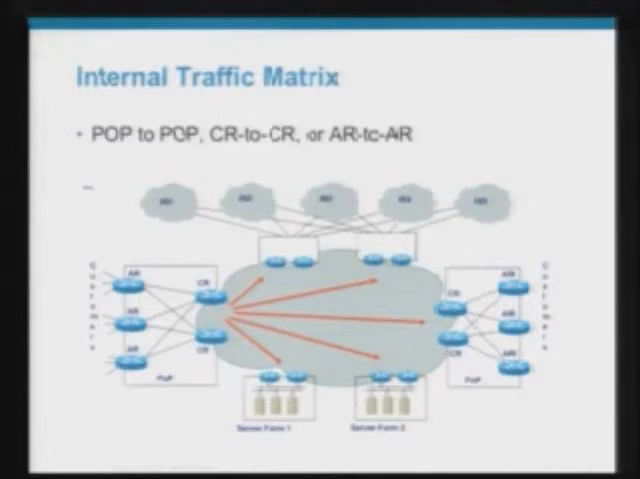And if I were to say one thing about best practice in capacity planning, start with as simple as possible. If you are really doing strategic long-term planning, just keep it to pop-to-pop. It's a lot more stable than any router-to-router traffic, and a lot more easily obtainable. And only go to CR-to-CR or AR-to-AR traffic matrices as needed.